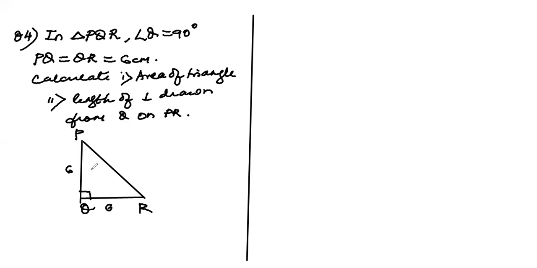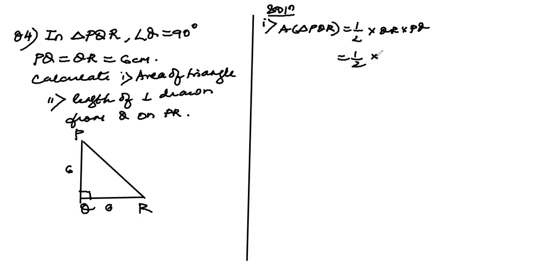First, they want me to find the area of the triangle. In case of a right angle triangle, the area is half base into height, half the product of the sides containing the right angle, because those sides are base and height. So area of triangle PQR equals half, QR is the base and PQ is the height, so half into 6 into 6 gives 18 square centimeter.